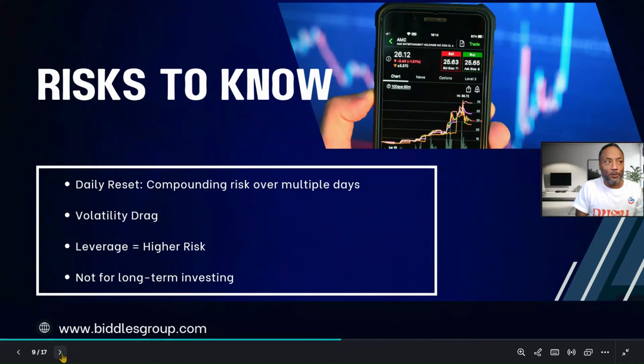So, risks to know. There's a daily reset. There's compounding risk over multiple days. There's a volatility drag. There's leverage. If you use leverage like we discussed, it's higher risk.